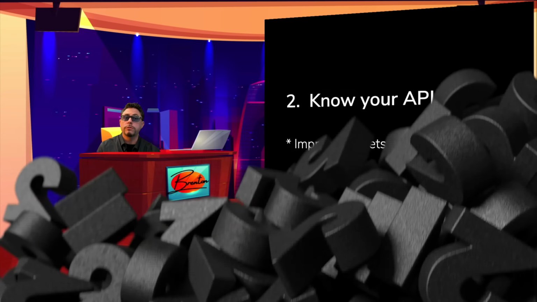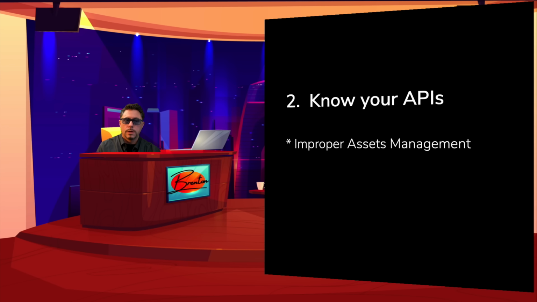At number 2, we have Know Your APIs. There is also improper assets management that you need to be concerned about. You can't protect what you don't know you have. You need a complete inventory of all your APIs. Identify all APIs, whether they're in the cloud, on-premise, in a data center, or service mesh. Find all known and unknown APIs.